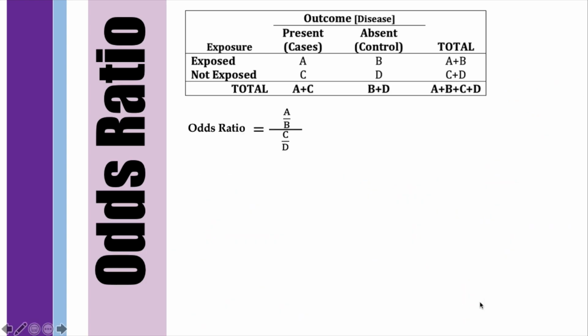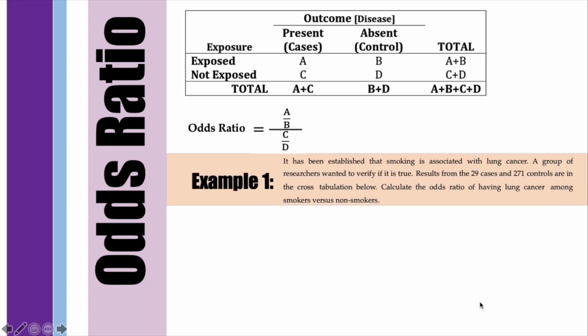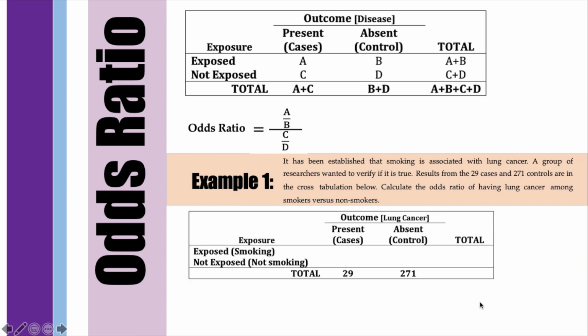So let's now apply that in the 2x2 table. It has been established that smoking is associated with lung cancer. A group of researchers wanted to verify if it is true. Results from 29 cases and 271 controls are in the cross tabulation below. Calculate the odds ratio of having lung cancer among smokers versus non-smokers.